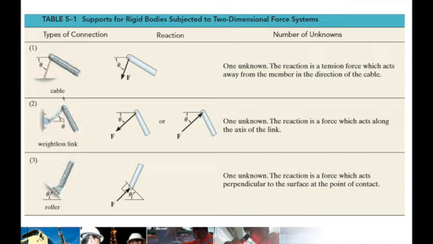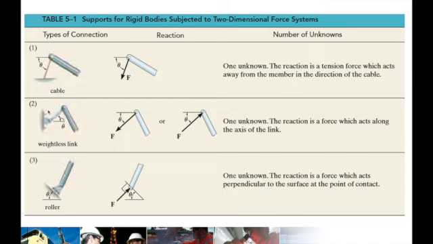So let's examine, if this is a truss member here, and it's supported by number one, a cable. Okay, so it says here it's one unknown. The reaction is a tension force. Remember, it's a tension force which acts away from the member in the direction of the cable. So if you see a cable connection, it would always have this external support reaction.